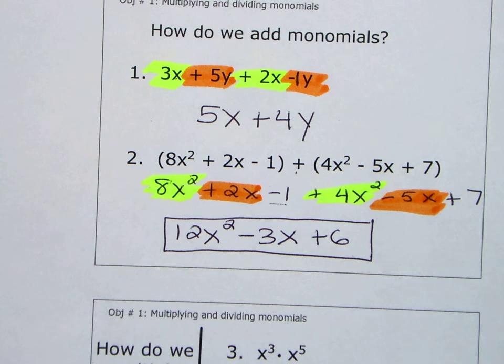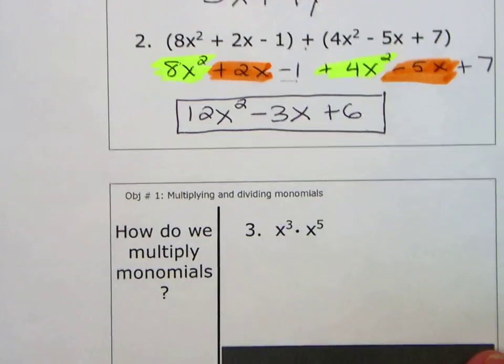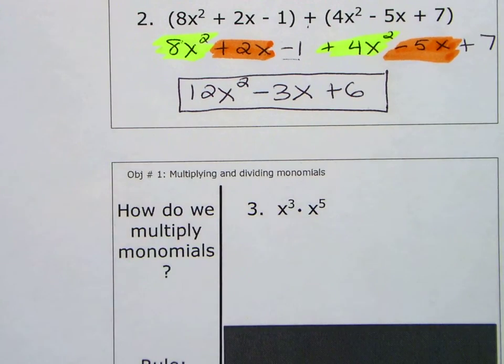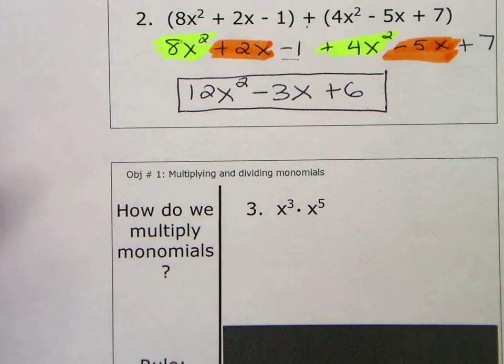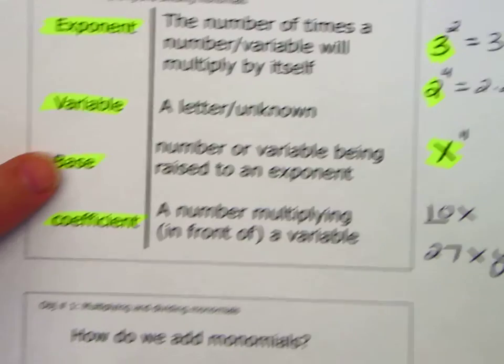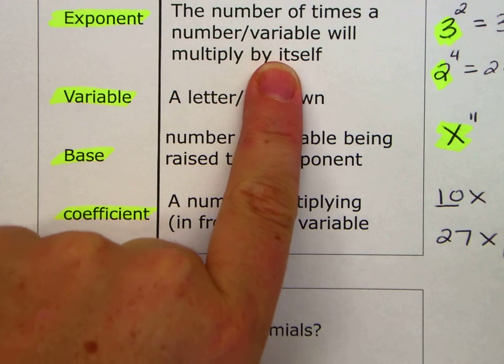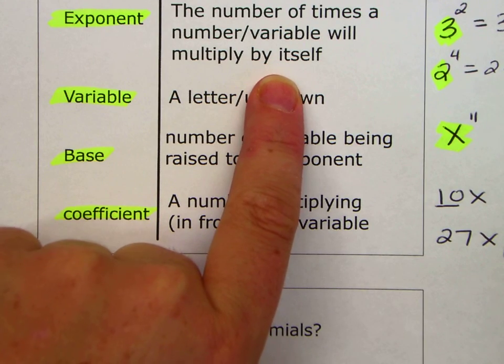So that's a review of 9th grade algebra for adding like terms. Now we're going to go on to multiplying. All right? How do we multiply monomials? So let's look back actually really fast. What is an exponent? Because these have exponents. The number of times a number or variable multiplies itself.